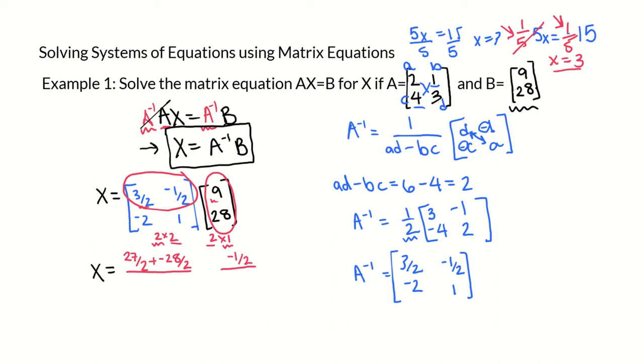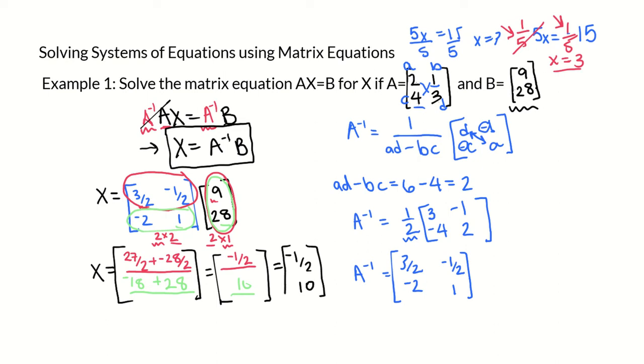Now we do the same with the bottom row and the column. So negative 2 times 9 is negative 18. And 1 times 28 is 28. Adding these together, we get 10. So what this means is that the answer in this matrix equation is the matrix [negative 1/2; 10], which is a column matrix.